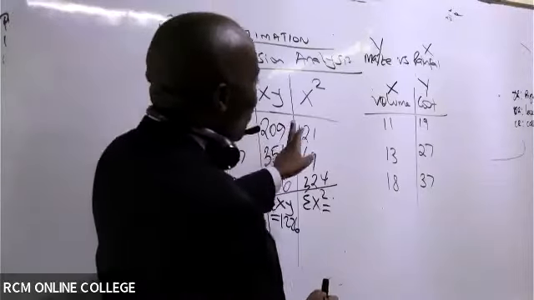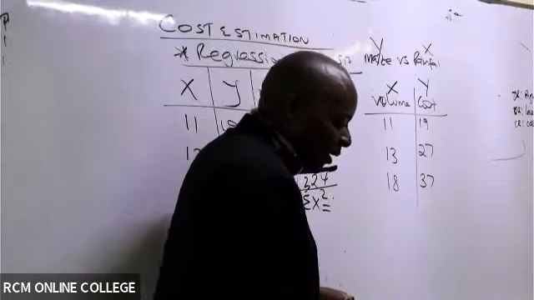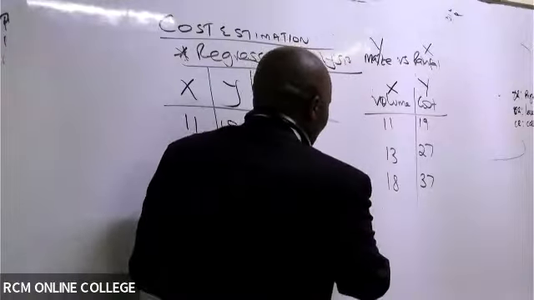So summation of x squared. So this one plus this one plus this one, 614. Thank you so much.